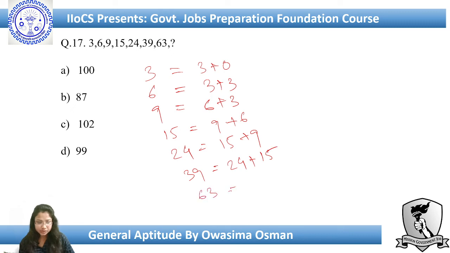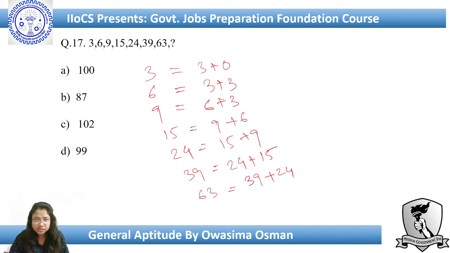63 equals to, we can write 39 plus 24. So here also you can see that every term is the addition of the previous two terms.